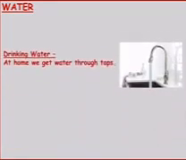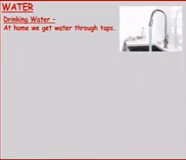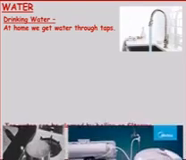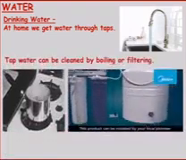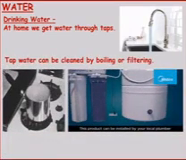Let's learn about drinking water. At home, we get water through taps, but we cannot drink the tap water. You can make it drinking water by boiling or filtering. The tap water can be cleaned by boiling or filtering. You can see here how the water is boiled or filtered.